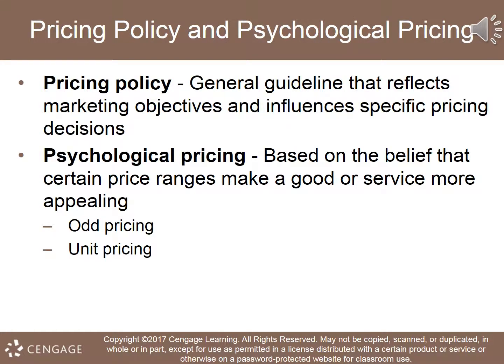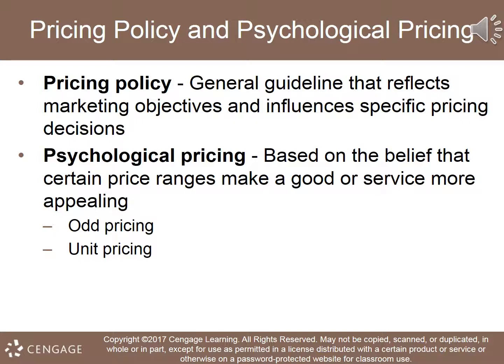A pricing policy is a general guideline based on pricing objectives that guide specific pricing decisions. Firms implement variations of four basic types of pricing policies: psychological pricing, price flexibility, product line pricing, and promotional pricing. Psychological pricing is a policy where a belief is held that certain prices or ranges of price make products more appealing to buyers. Odd pricing is a belief that ending prices at odd numbers just under an even dollar figure, such as $4.99, will be more appealing than an even dollar figure.